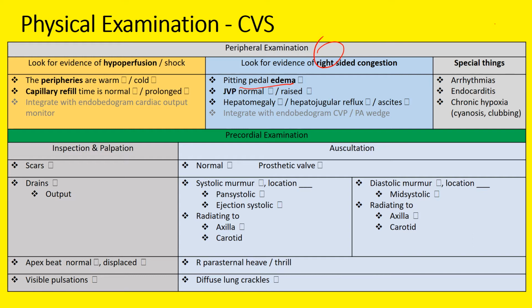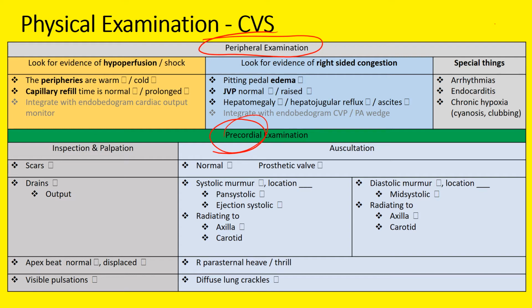wedge pressure, or the cardiac output monitor, or the pulse pressure variation, sorry, on the arterial line, or the stroke volume variation on the cardiac output monitor. Put it together. Then the special things, you'll talk of arrhythmias, you'll look for suggestion of endocarditis or chronic hypoxia with cyanosis and clubbing and all that. So this is from the peripheral examination.